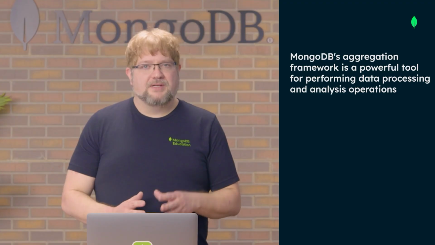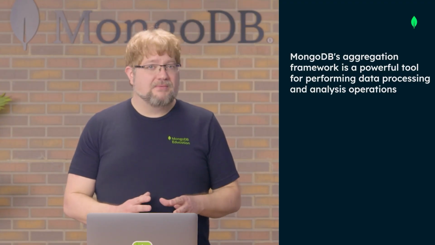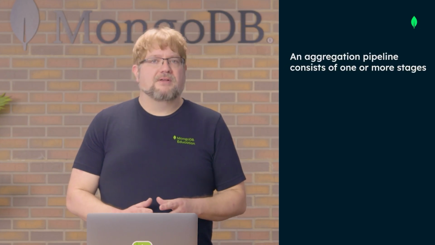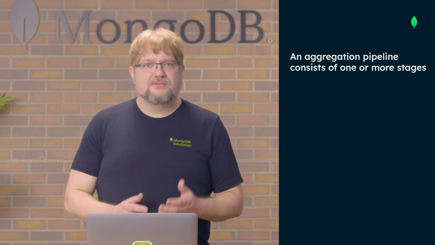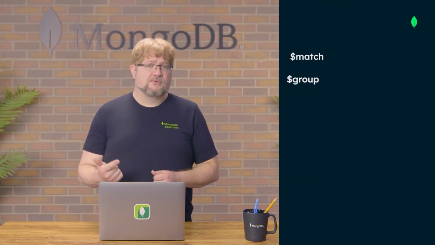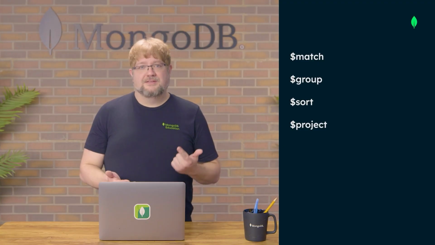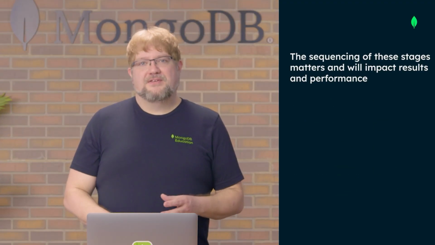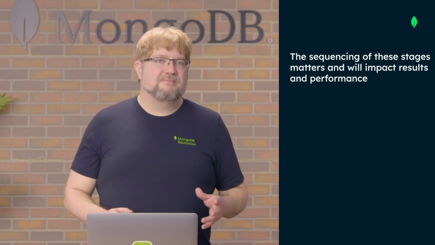Nice work. Let's recap what we covered in this lesson. MongoDB's aggregation framework is a powerful tool for performing data processing and analysis operations on collections. An aggregation pipeline consists of one or more stages that process documents. There are a number of stages that you can use, but common stages include match, group, sort, project, limit, lookup, and unwind. The sequencing of these stages matters and will impact results and performance. Great work. See you in the next video.